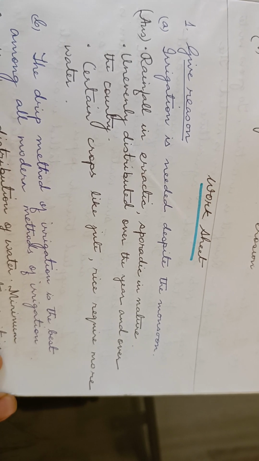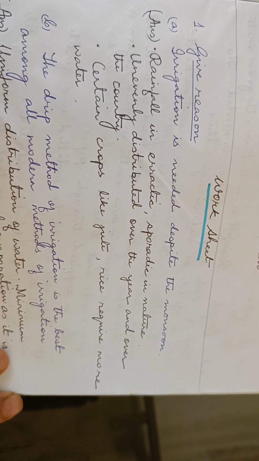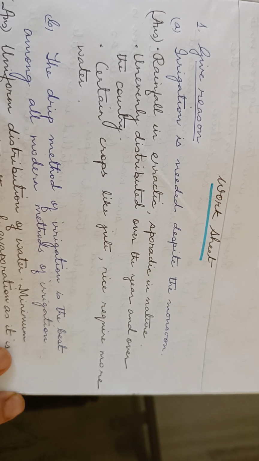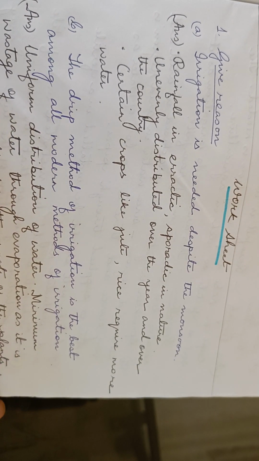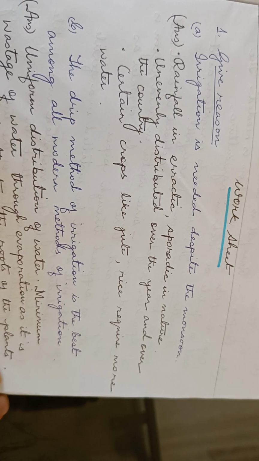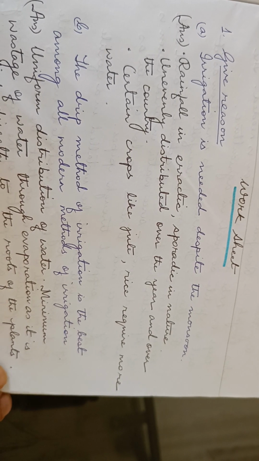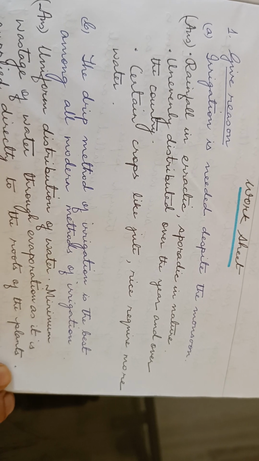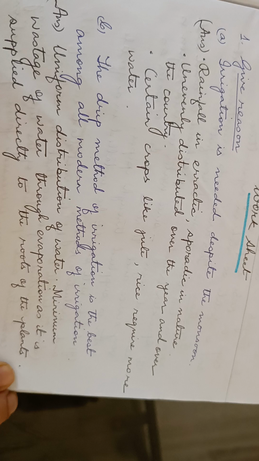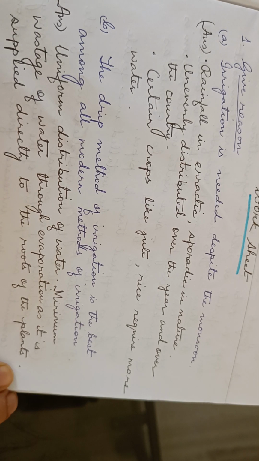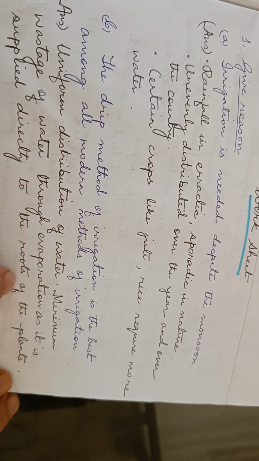Next question, drip method of irrigation is the best among all modern methods of irrigation. The reason, because of drip method of irrigation, we have uniform distribution of water and minimum wastage of water through evaporation, as water is supplied directly to the roots of the plants.